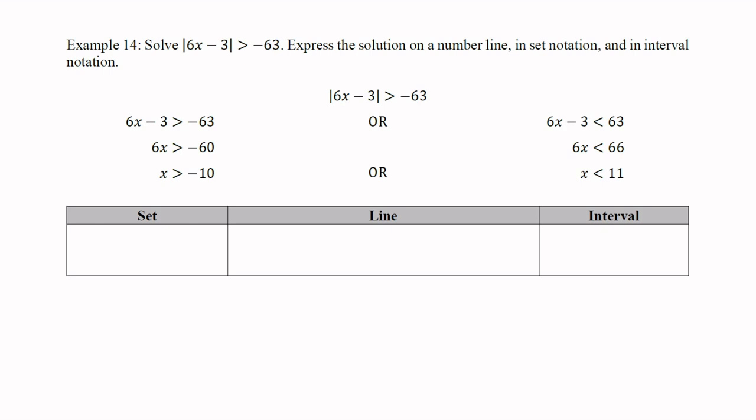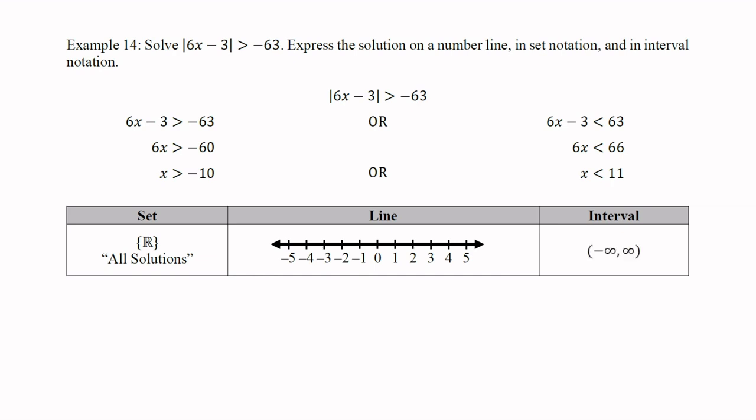And taking a look at our solutions, we have x is greater than negative 10, x is less than 11. Since every piece is part of the solution for one of the simple inequalities, we have all solutions, all real numbers, everything shaded on the number line, and our interval from negative infinity to positive infinity.